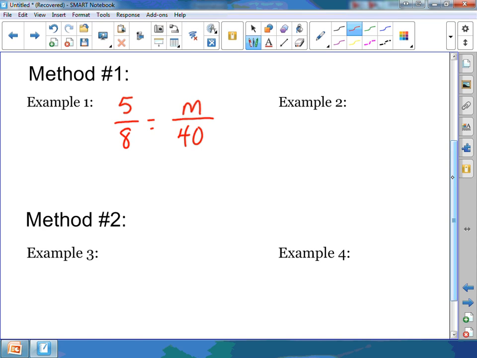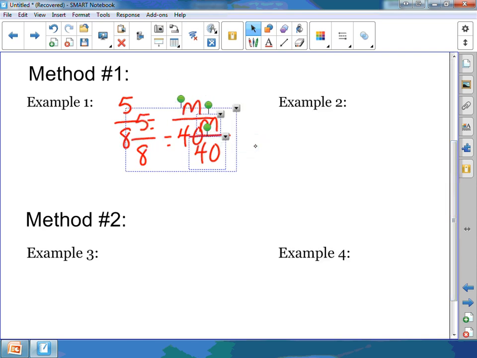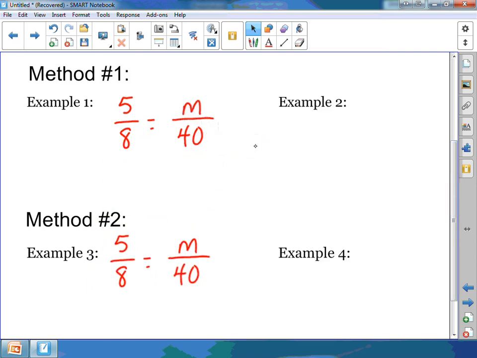So 5 over 8 equals m over 40. Find a value of m, and I want to know which way you did it. Underneath it says example 3. I'm actually going to write the exact same thing. I'm going to take this exact same thing and put it down here because we're going to do it a little different. What does m equal? Isaac, 25. I think we all would agree that m is 25.